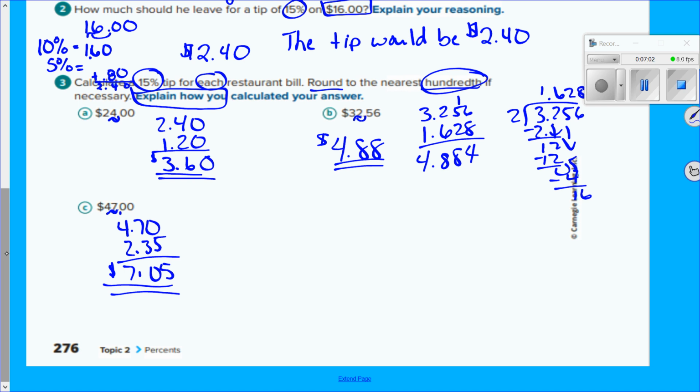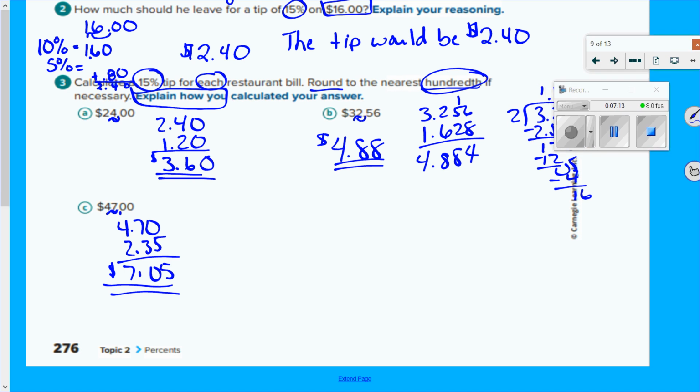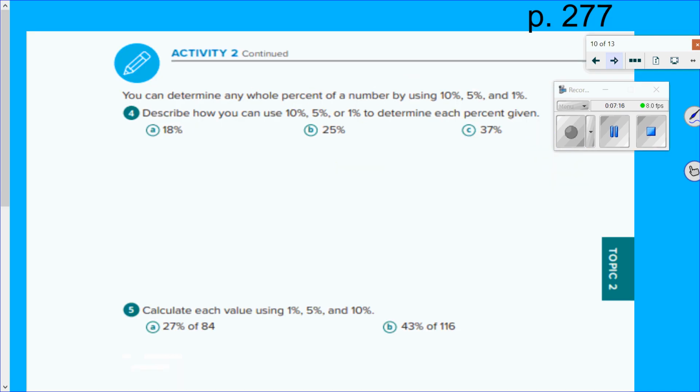Yes. Okay. 1% is just as easy. I just move my decimal one more time. So that's the only difference between 1% and 10%. So let's go to our next page. Here we go. So we're on 277. You can determine any whole percent of a number by using tens, fives, and ones. So here, all we're doing, guys, is describing how I can use tens, fives, and ones to determine each of these. So there's our big piece.